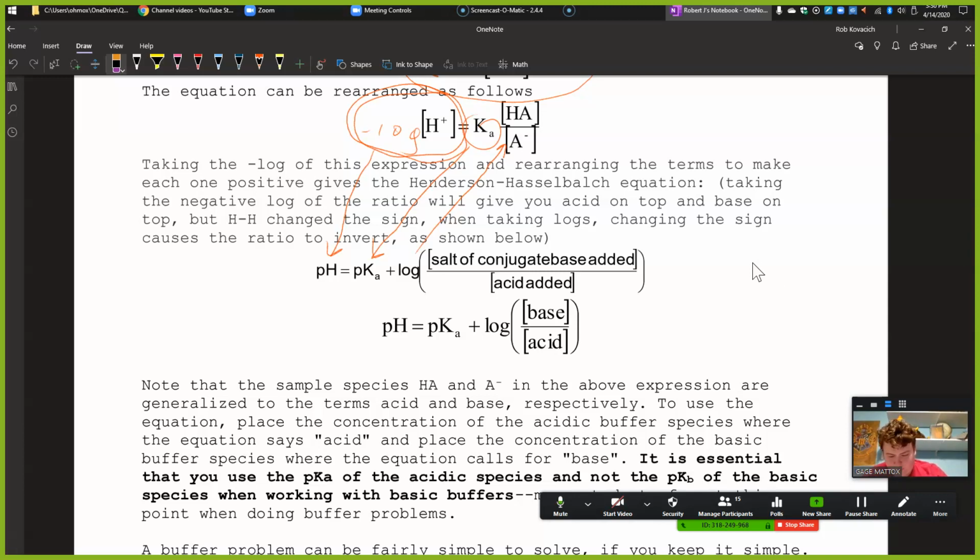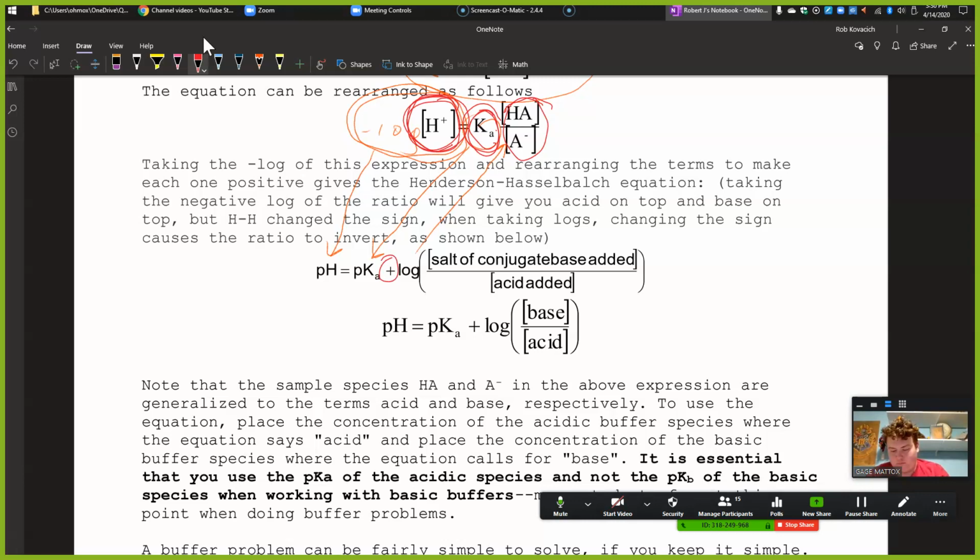So this H is a term. And then this Ka, I turned it into a term. I guess I'm not taking it of each term. I'm taking it of the things that I want to. So I take a negative log of this hydrogen ion on the left side. Then I take the negative log of the Ka, and I separate it out by taking the negative log of the fraction. And when I do that, I separate it out by an addition sign.